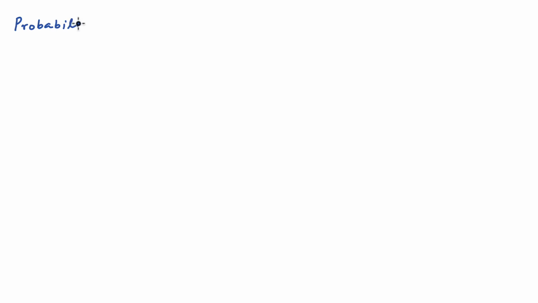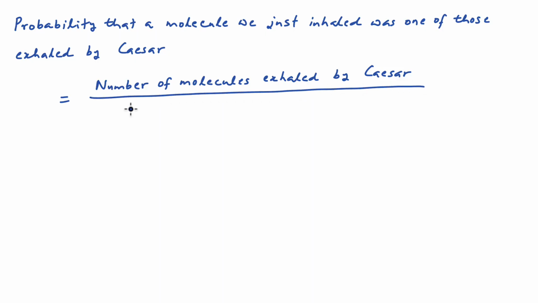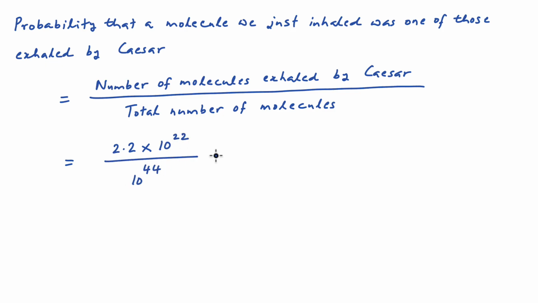The probability that a molecule we just inhaled was one of those exhaled by Caesar is equal to the number of molecules exhaled by Caesar, which is the favorable scenario, divided by the total number of molecules in the atmosphere of the Earth. So this is equal to 2.2 into 10 raised to the power 22 divided by 10 raised to the power 44, which is equal to 2.2 into 10 raised to the power minus 22.